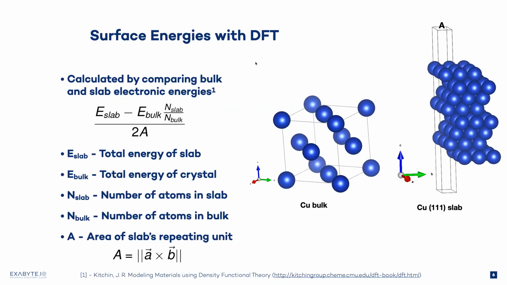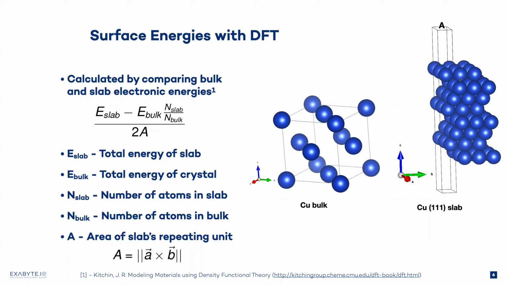Surface energies can be calculated using DFT or any other method that gives an energy for a material. And so what we do when we're calculating a surface energy in DFT is we compare the bulk and slab electronic energies. So over here, for example, I have the bulk cell of copper. Over here, I have a 111 slab, along the 111 surface of copper. And what we do is we calculate the energy of this bulk cell, and we calculate the energy of the slab. And then we scale the energy of the bulk by the number of atoms in the slab and the number of atoms in the bulk.